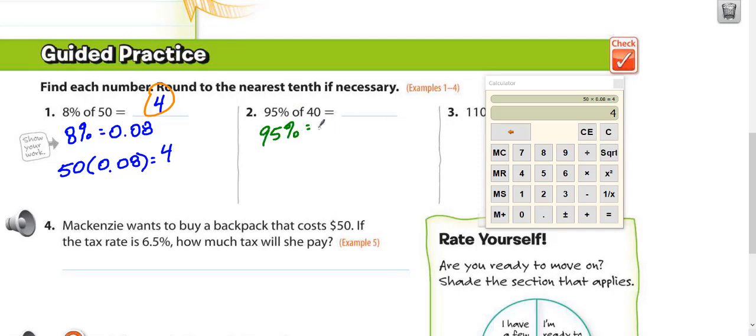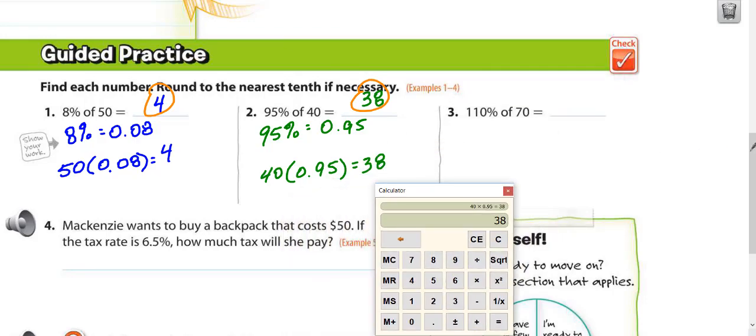95% as a decimal equals 0.95. So we have 40 times 0.95. 40 times 0.95 is 38. 38 is the answer you should have had on number 2.